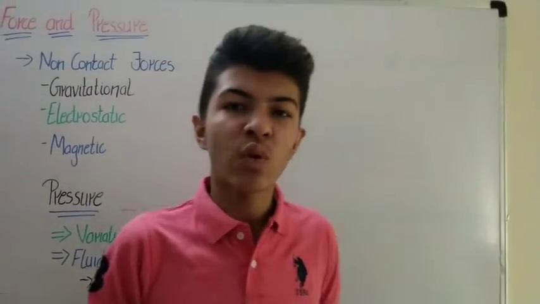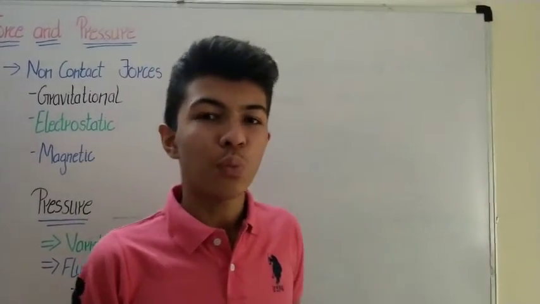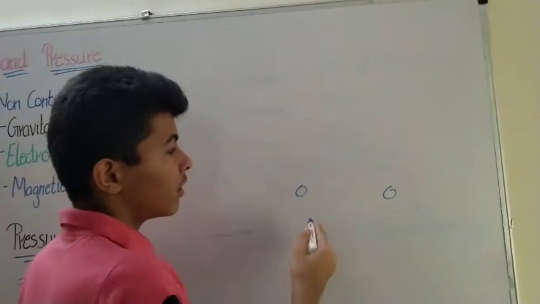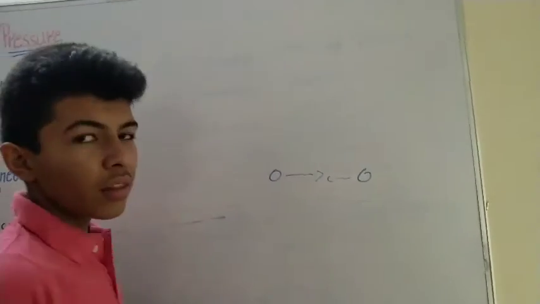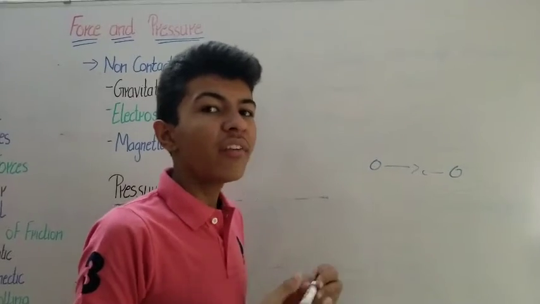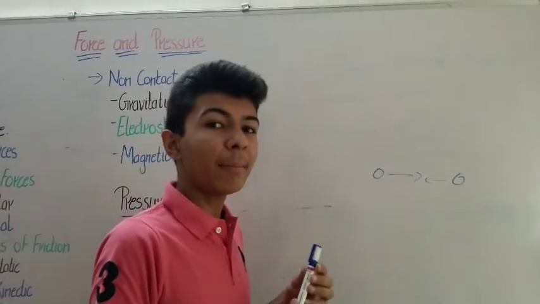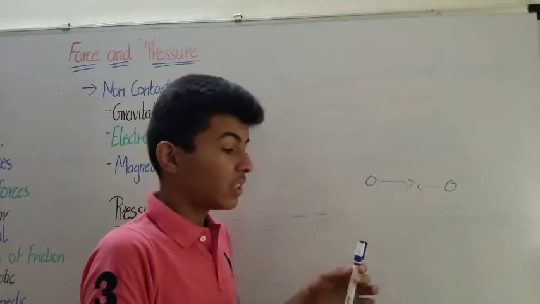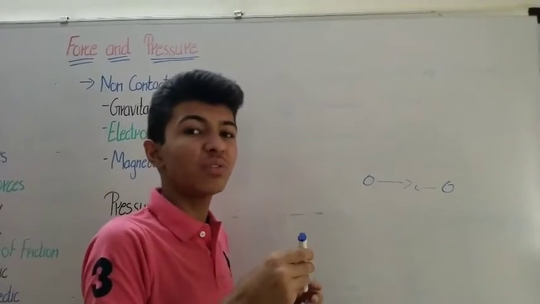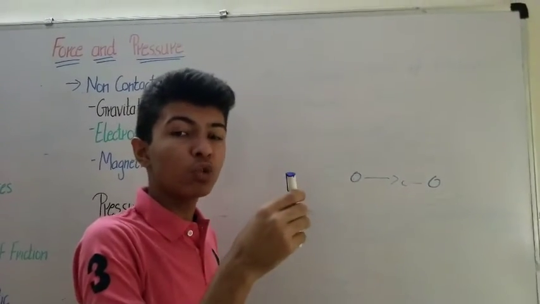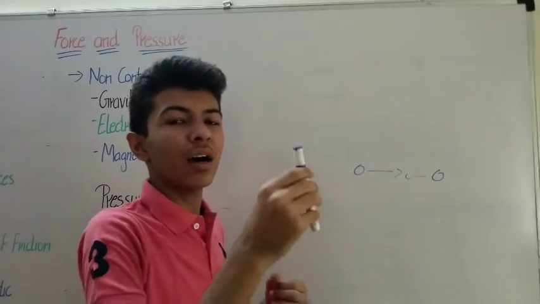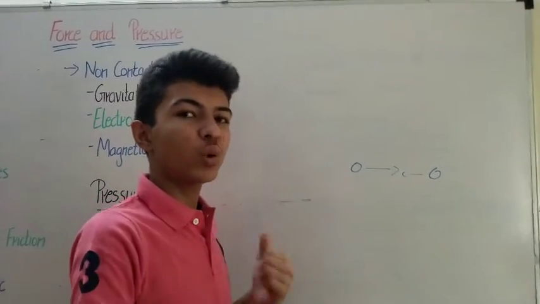So what is the gravitational force? A gravitational force is when two bodies, even when they're not in contact, attract each other. That means everything in this world attracts every other thing. If I have this pen, the pen is attracted by me and I am also attracted by the pen, but the Earth is much more massive compared to me, so the pen moves downward as soon as I leave it.